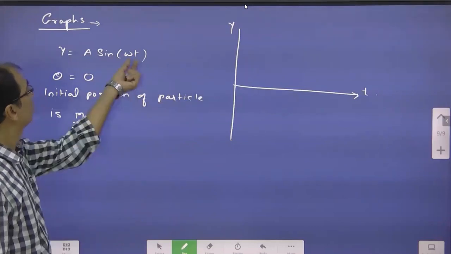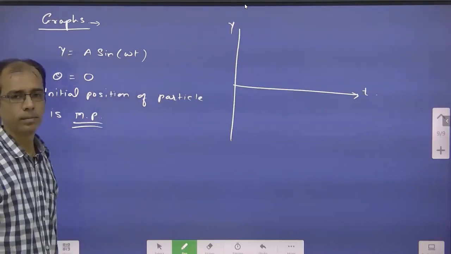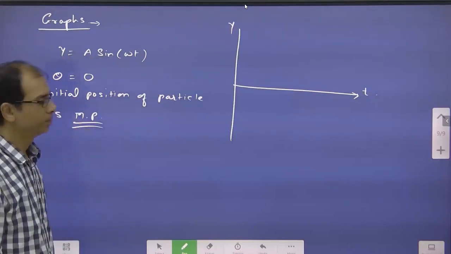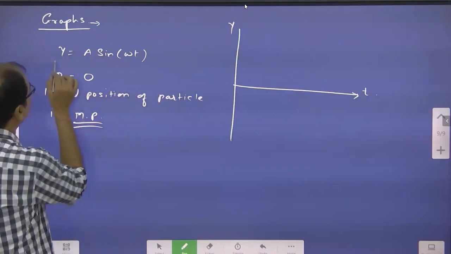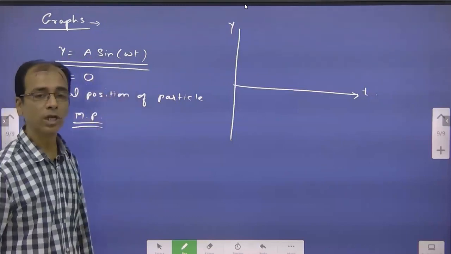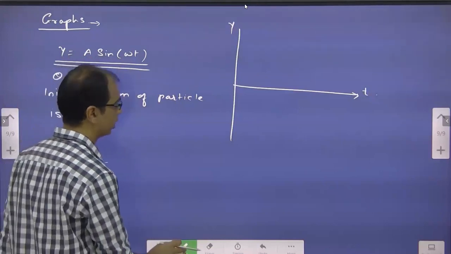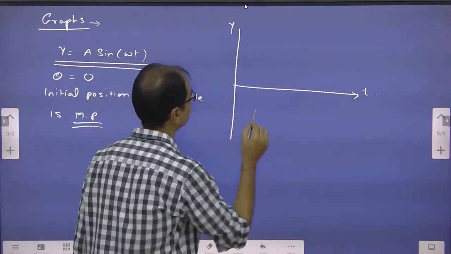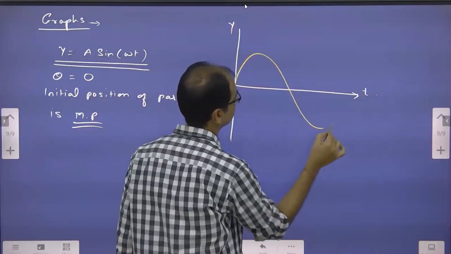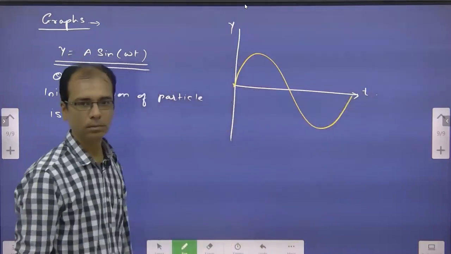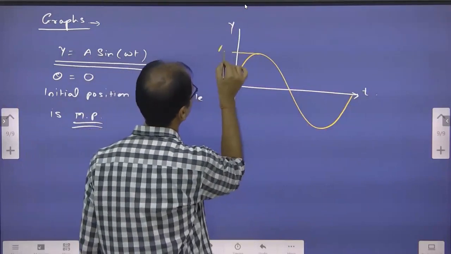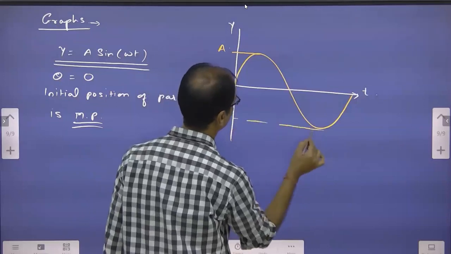We can see that if t equal to 0, what is y? 0. That means it's starting from mean position. So this I want to plot here. This basically is a sine function, and the same graph we make for a sine function, we are going to make here. So the graph is like this. Initially y value is 0. It starts like this. This is a sine function. In this one, what is the maximum value? That is A. Here also, this is maximum on the other side, so we can say minus A.